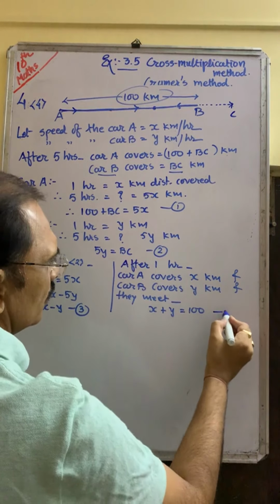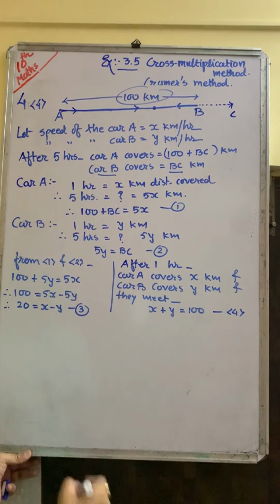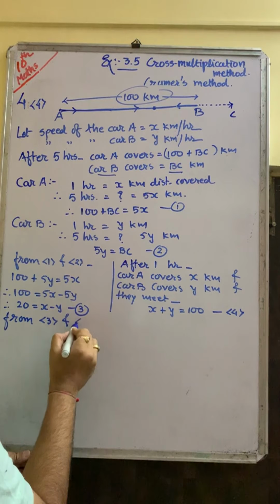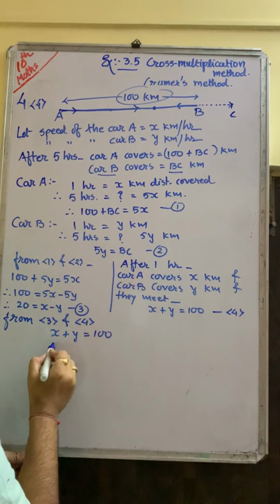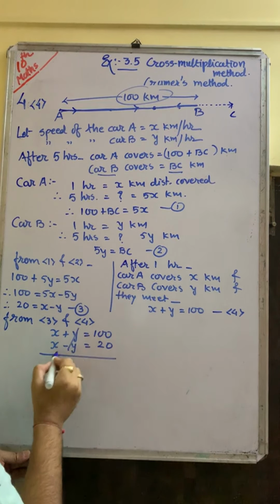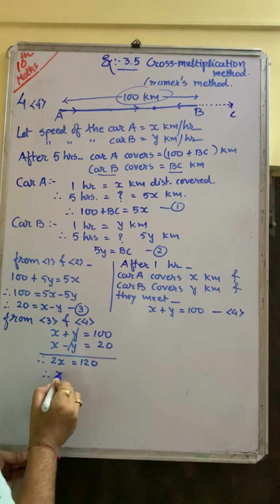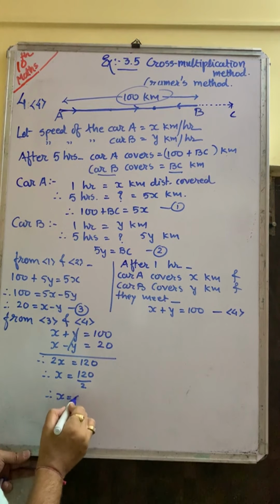This is your equation number 4. Now eliminate from 3 and 4. x plus y equals 100, x minus y equals 20. Cancel: 2x equals 120. x equals 120 divided by 2, so x equals 60.